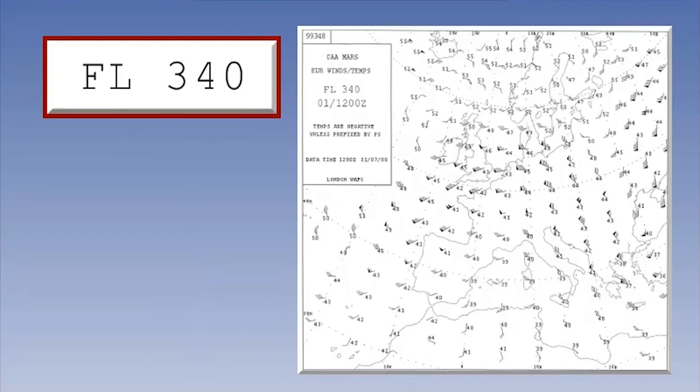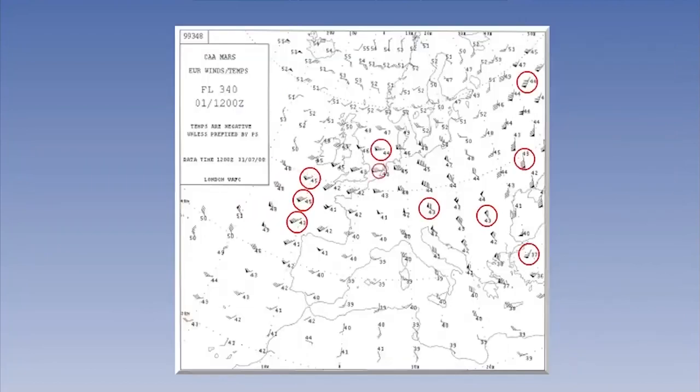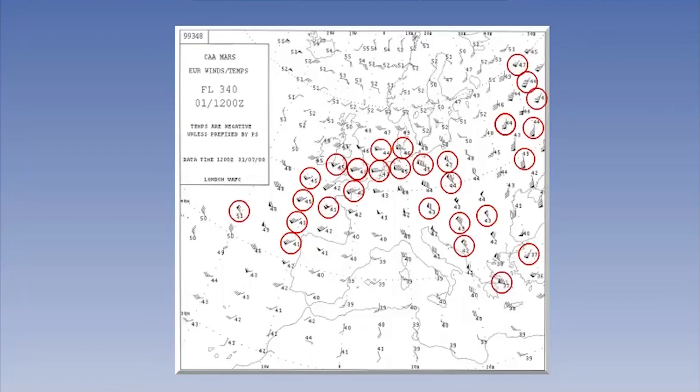We can decode the wind speed and direction in the same way we did for the surface winds. The thick black triangles represent 50 knots, the thin black lines 10 knots, and the half-length black lines only 5 knots. Remember that a jet stream has a wind speed in excess of 60 knots. Let's see if we can identify a possible jet stream by highlighting all those locations which show a speed in excess of 60 knots. As you can see, the shape and size of the jet stream is slowly becoming apparent.